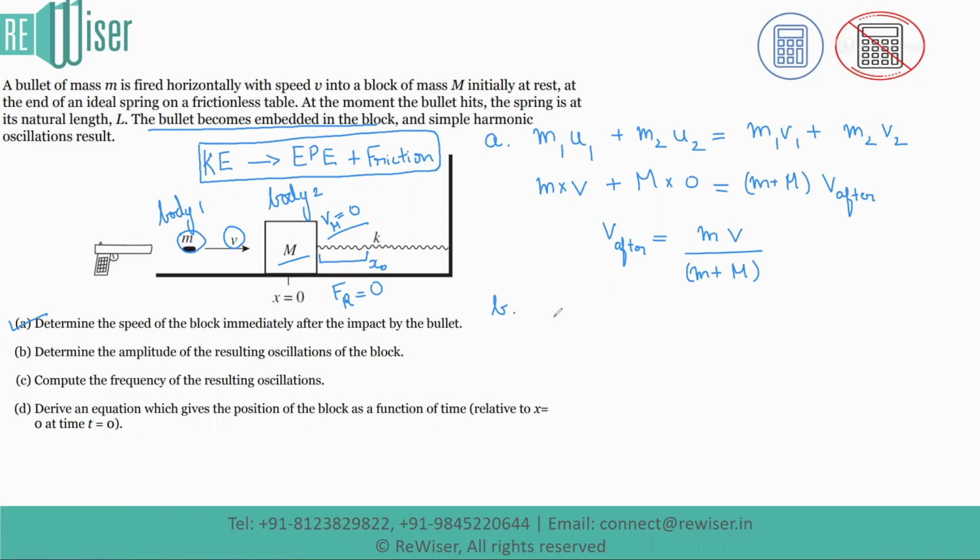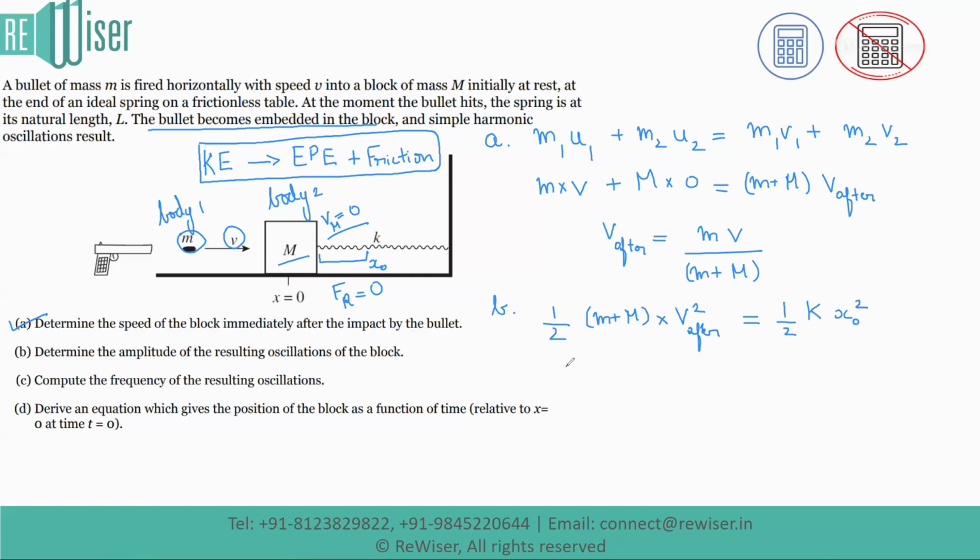Kinetic energy has a general formula half mv square. So that's half times the combined mass, m plus capital M, into V after the whole square. This is equal to elastic potential energy, where the spring has a formula half k x naught square, where x naught is the extension or the compression length. So that's half spring constant k into x naught the whole square.